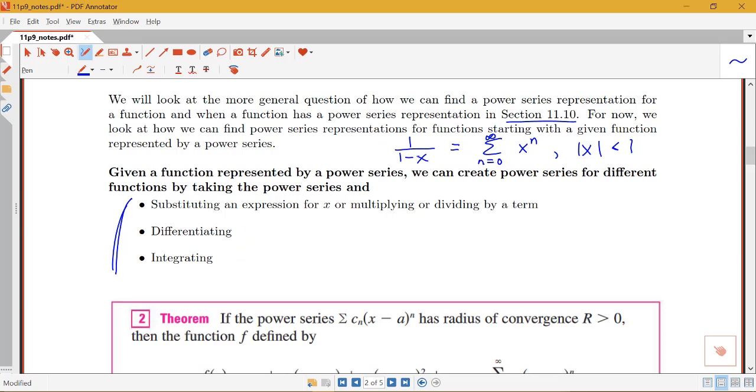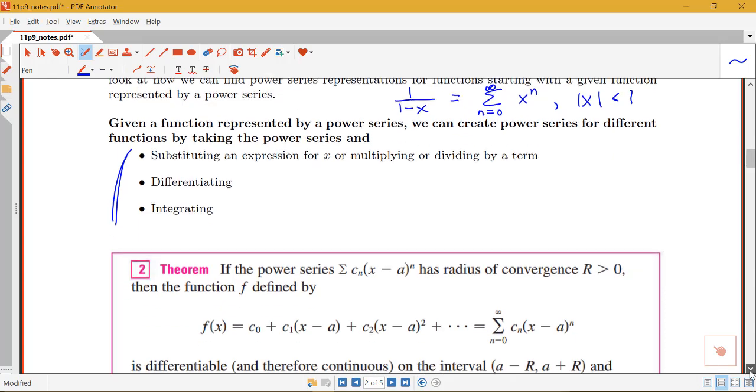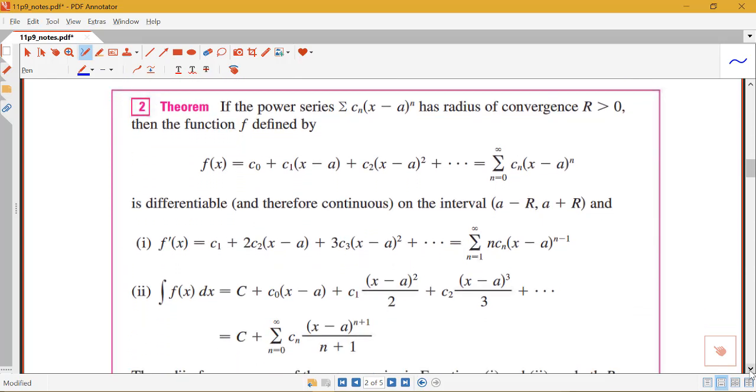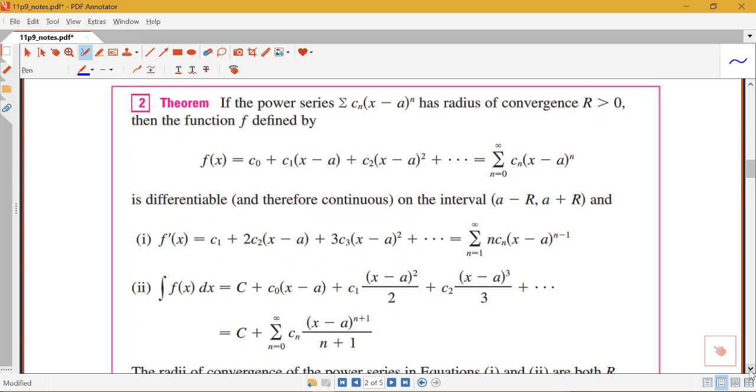So I could differentiate this function and differentiate the series to get the series representation for my derivative. I could integrate this function and integrate this series to get a series representation for the integral. So let's look at how we're going to go about doing that differentiation and integration. It's actually quite nice that the derivative and integral tools are going to work the way they do.